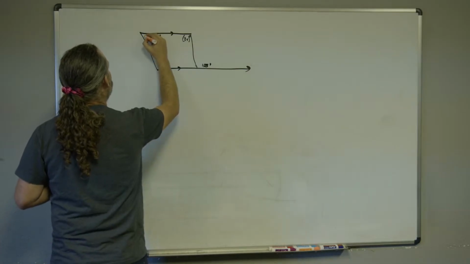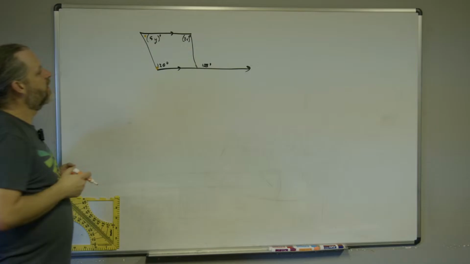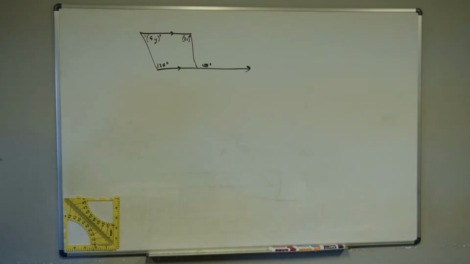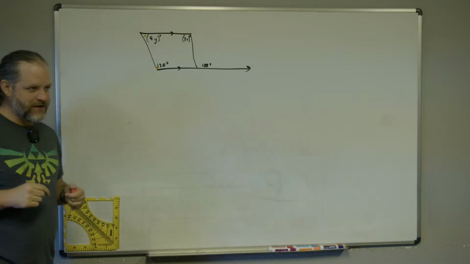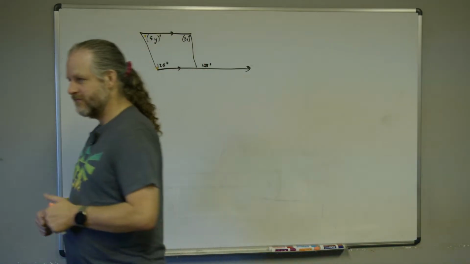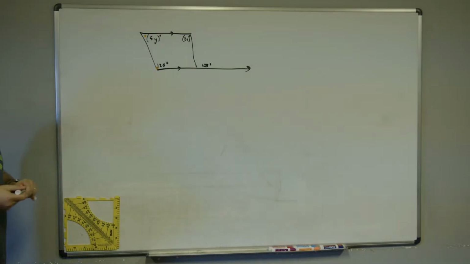So this guy and this guy, what are they? Consecutive interior, right? Same side interior. That's right. So how are those related? Why do I call it same side instead of consecutive? Because they're supplementary. What does them being supplementary mean? Yeah, they add up to 180. So what kind of equation could we write?